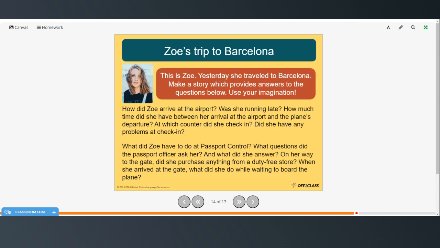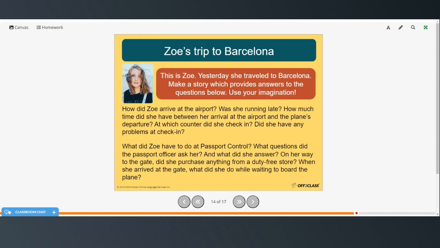Okay, this is Zoe. Yesterday she traveled to Barcelona. So make a story which provides answers to the questions below, and you can use your imagination. How did Zoe arrive at the airport? Was she running late? How much time did she have between her arrival at the airport and the plane's departure? At what counter did she check in? Did she have any problems at check-in?